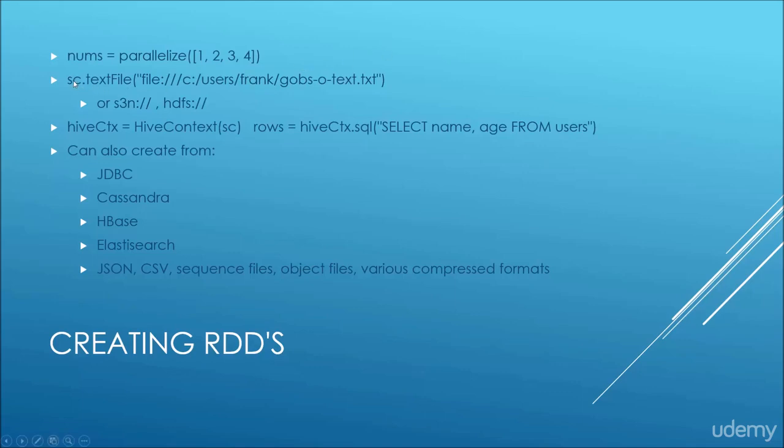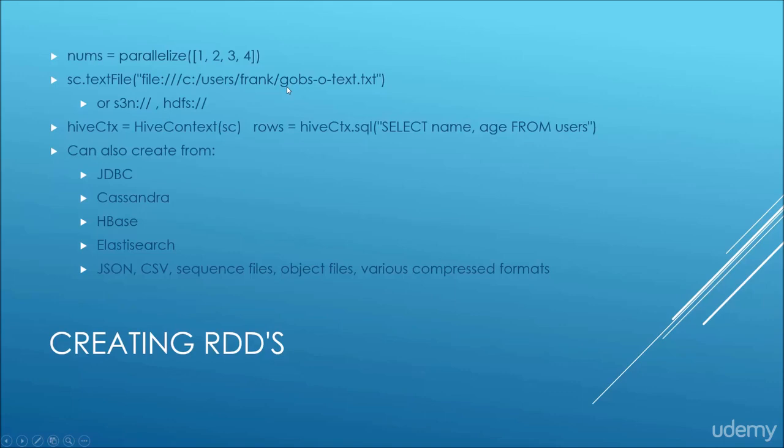More often, we're going to be using something like sc.textFile to create an RDD object. So for example, if I have a giant text file full of movie ratings data on my hard drive, we can use sc.textFile to create an RDD object from the Spark context, and then we can just use that RDD object going forward and process it.